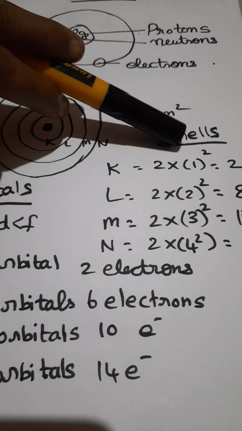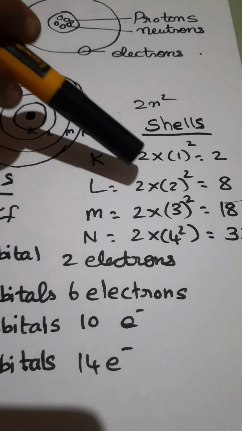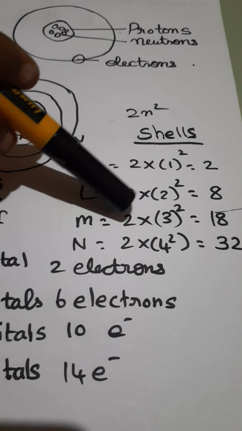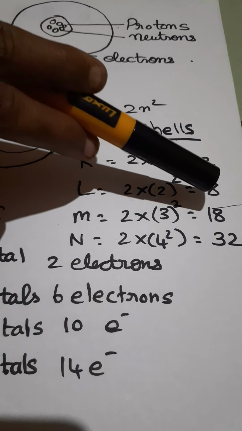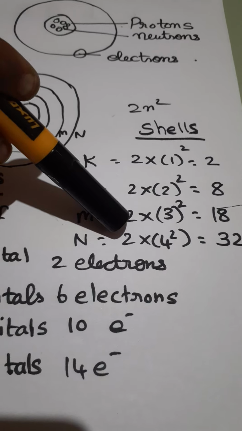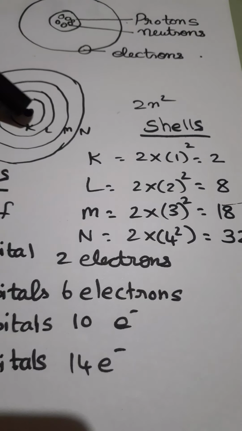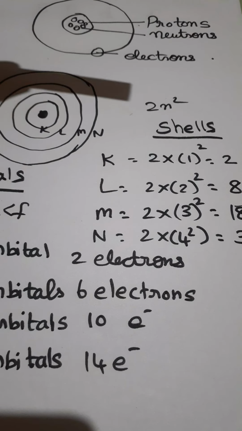So K is equal to 2 into n squared, which is 2. L is equal to 2 into 2 squared, that is 2 into 4, 8. M is equal to 2 into 3 squared, 2 into 9, 18. N is equal to 2 into 4 squared, 2 into 16, 32. These are all about the K, L, M, N shells.